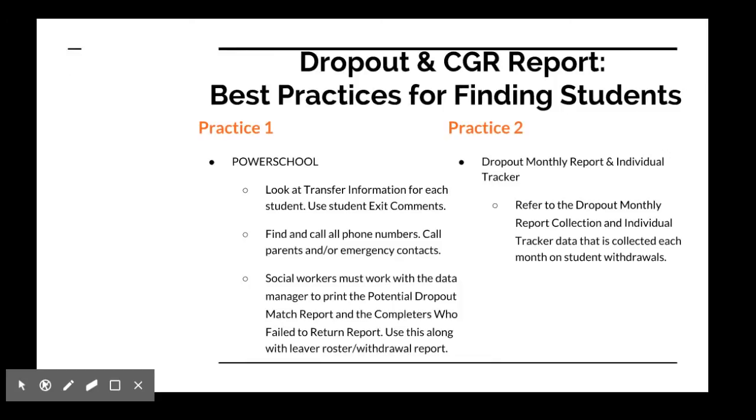So let's talk about some best practices for locating students, and these can be used for both the dropout report and the CGR report. Practice 1, PowerSchool. Make sure that you look at the transfer information for each student and use the student exit comments. And of course, we're going to find and call every telephone number that's listed. Social workers must work with the data managers to print the potential dropout match report and the completers who failed to return reports. Use these along with your leaver roster and your monthly withdrawal report.